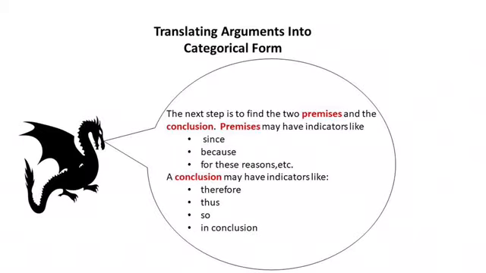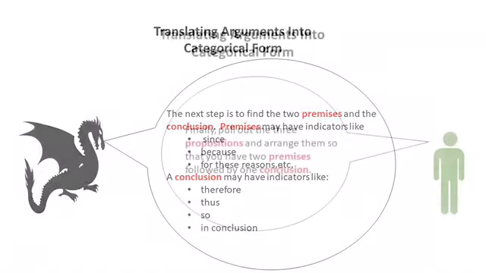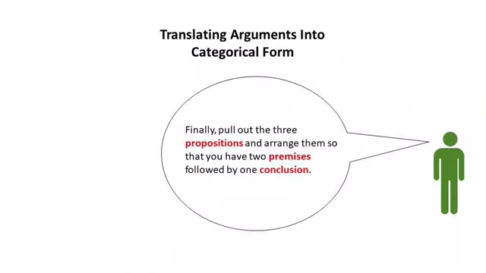And Logic Dragon goes on to say a conclusion may have indicators like therefore, thus, so, in conclusion. And again, the conclusion may not have those indicators, but often they do. And finally, our little fellow in green comes back and he says, finally, pull out the three propositions and arrange them so that you have two premises followed by one conclusion. So as you're trying to analyze what someone has said, you're looking for three propositions and you want to then arrange them so that you have the two premises first and then one conclusion.